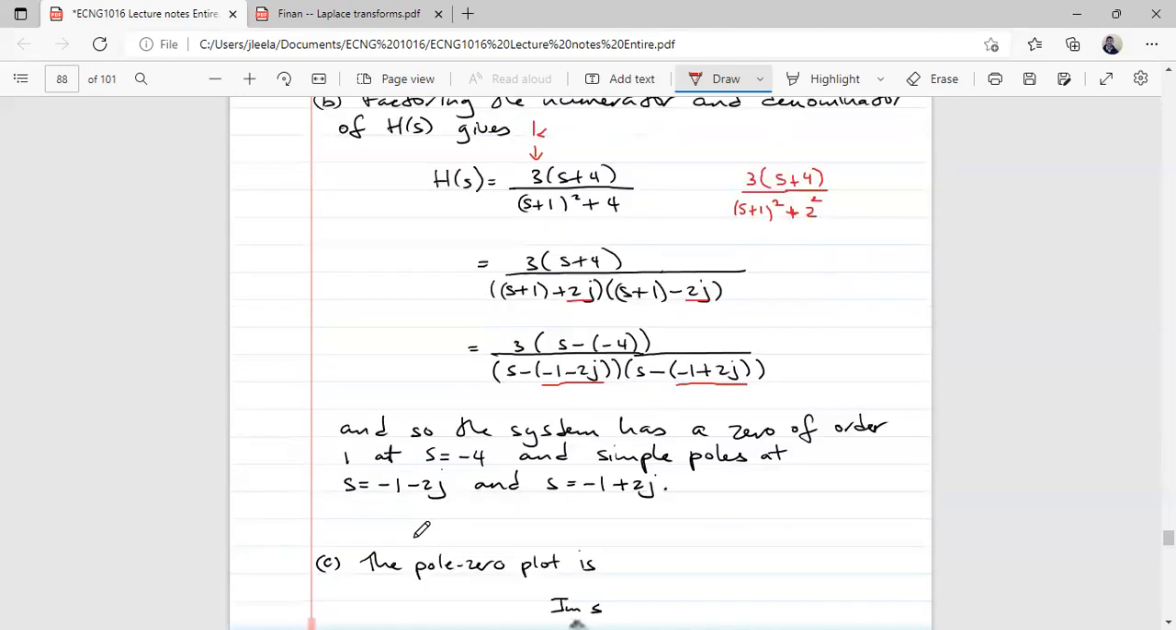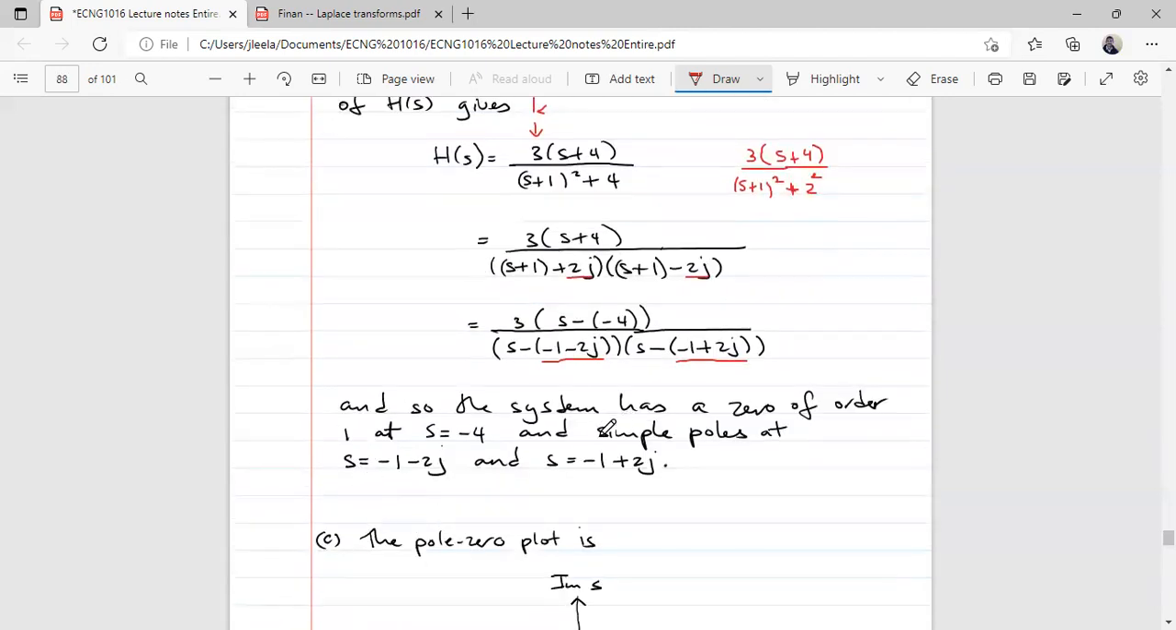So the system has a zero, right? Your zero here is minus 4 because the zero is on top. If you put minus 4 here, you're seeing minus 4 plus 4 is 0. So your numerator here will be 0. So that is why minus 4 is a zero. That is why we write it in this form here.